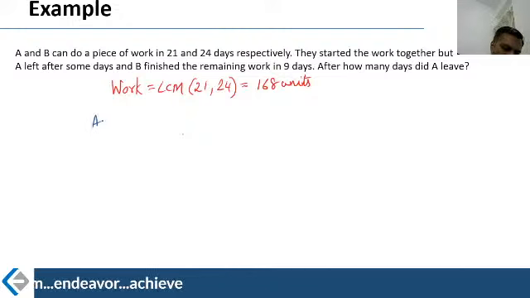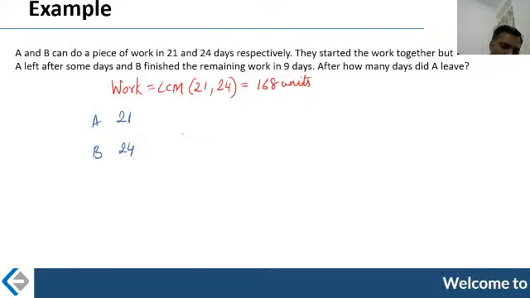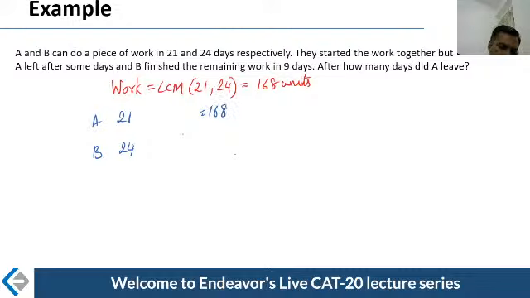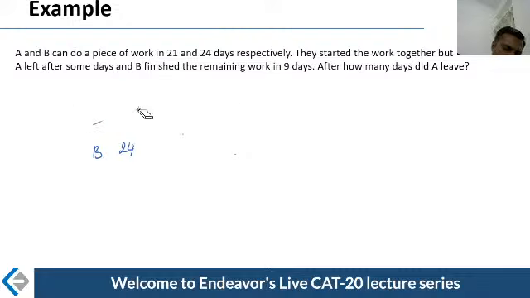Even before the last 9 days, you need to know the efficiencies, isn't it? So A and B days are 21 and 24, and the total work is 168. The idea of this question is teaching you another important point here. Just listen to me: inverse proportion is what I was telling here.